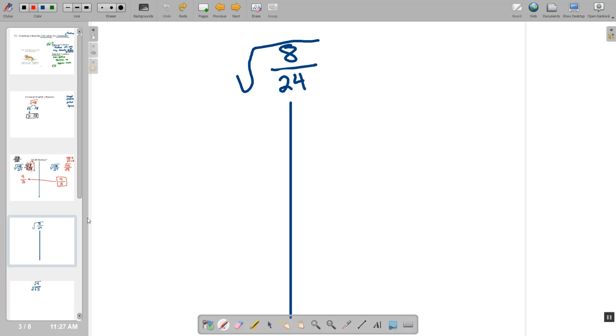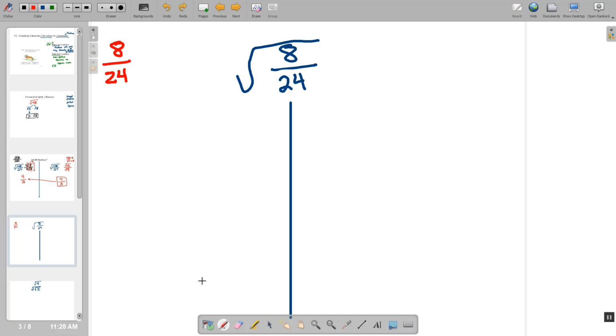So let's do another example, and I'm going to show you both ways. I'm going to show you the way where we simplify the fraction first, and the way where we don't simplify the fraction first, and show you that you get the same answer, but one is faster than the other. So on the left side, I'm going to simplify the fraction first.